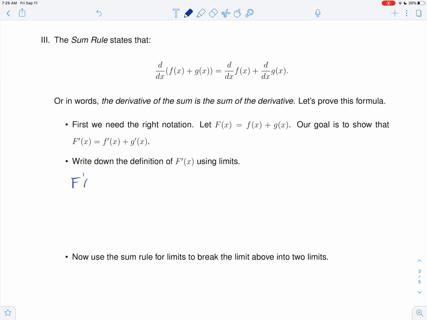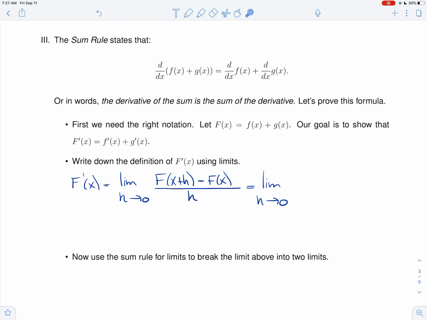So we know that big F prime is, see if you can do this yourself. Pause the video for a minute. This is the limit as h goes to 0 of big F of x plus h minus big F of x all over h.